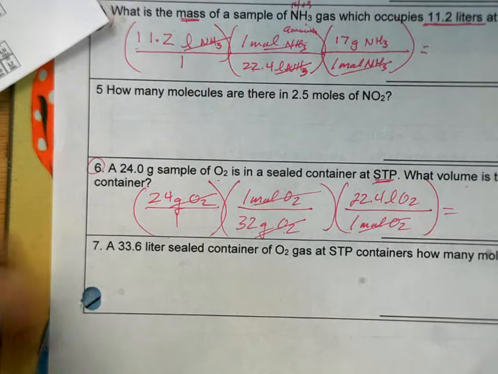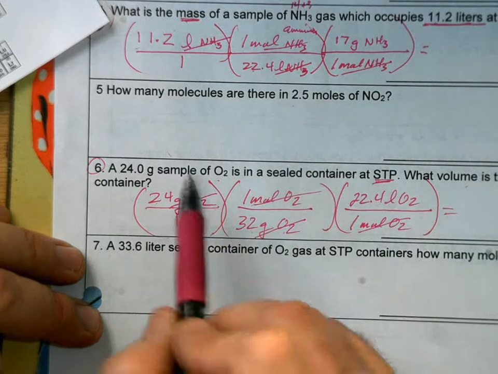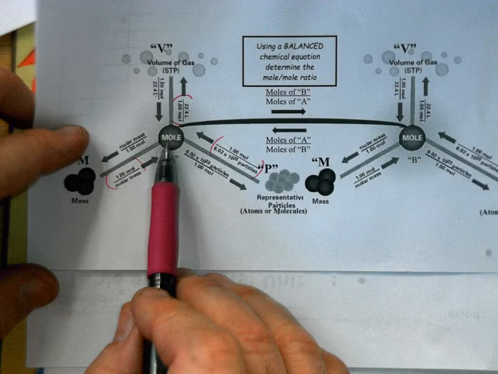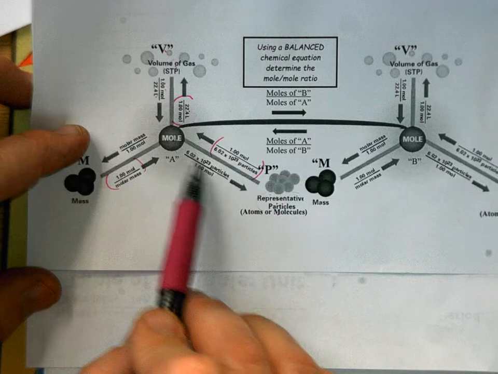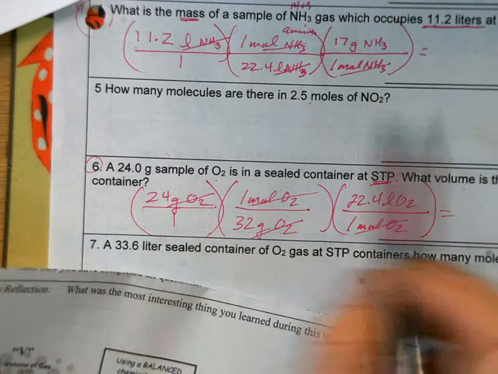Number 5. How many molecules are there in 2.5 moles? Well, you're looking for molecules, so you're going to end up here. Oh, but this is short. They're giving us 2.5 moles. So this is just going to be a one-step conversion. We've got the given, then we're just going to multiply it by Avogadro's number to turn that into molecules.